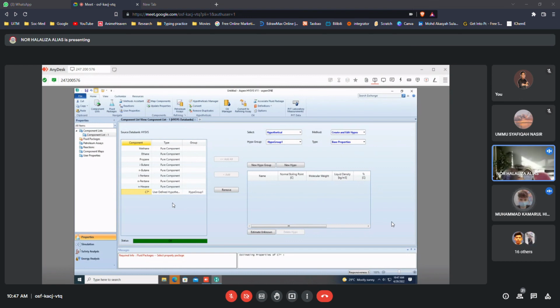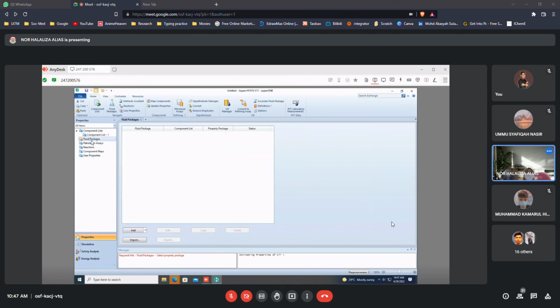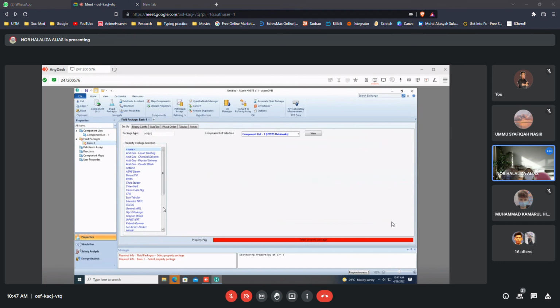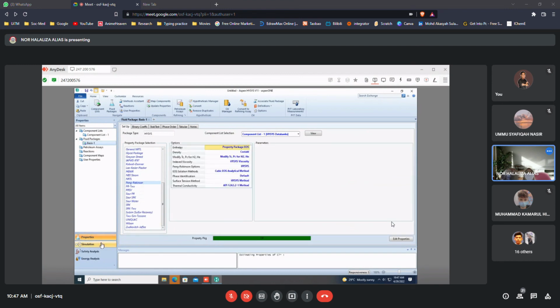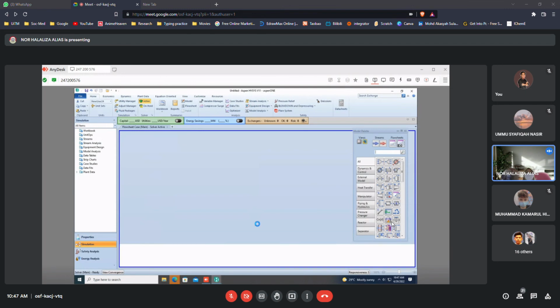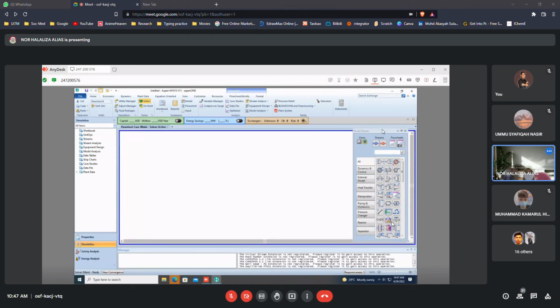Okay, semua dah add. Before you buat next step after component list, choose the fluid package, do the simulation. Buat fluid package dulu. Add. Kita guna PR. Then simulation. Okay, saya bagi you seminit untuk sampai sini. Ke semua dah siap?